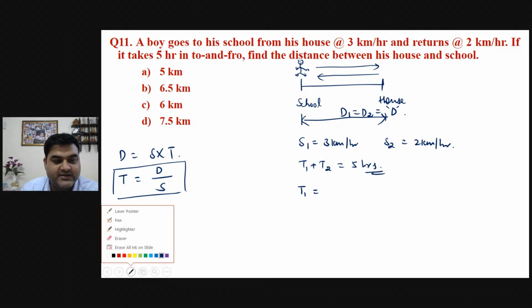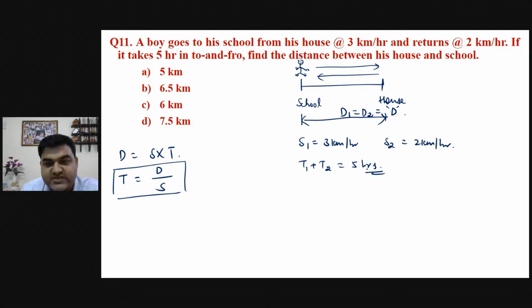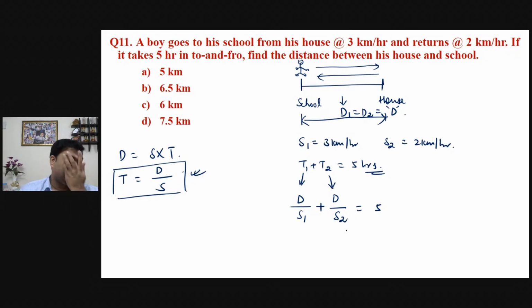Now, you know t1 plus t2 is equal to 5 hours. Let's find the value of t1 using this formula. That will be equal to distance, because d1 is equal to d, divided by speed 1, plus t2, which is again d2, equal to d, divided by speed 2, which is going to be equal to 5. Now, can you reduce it to find the value?